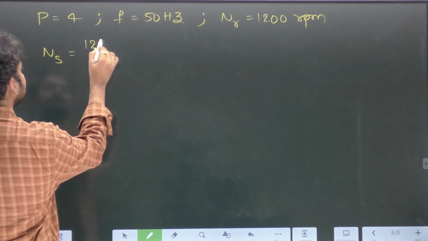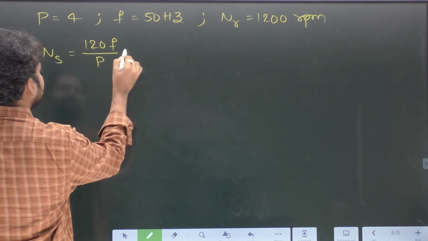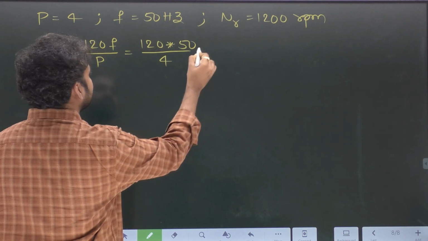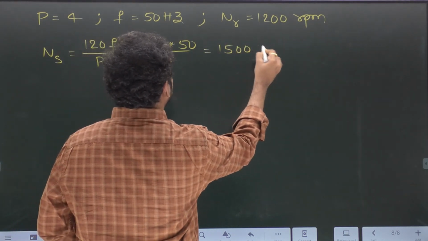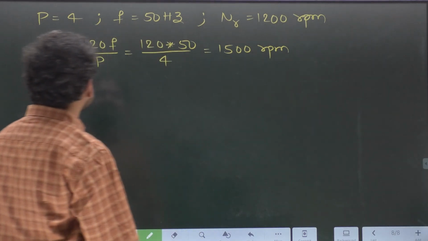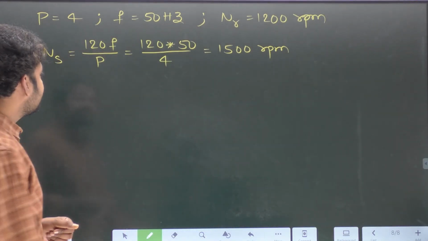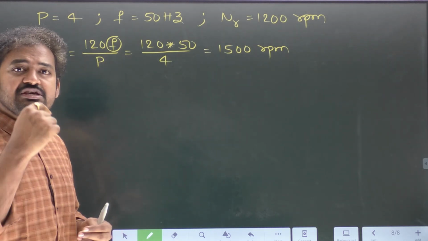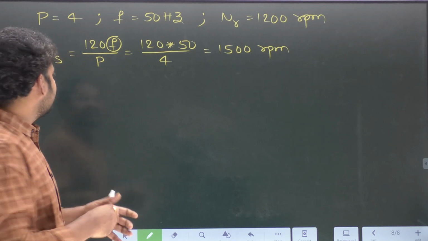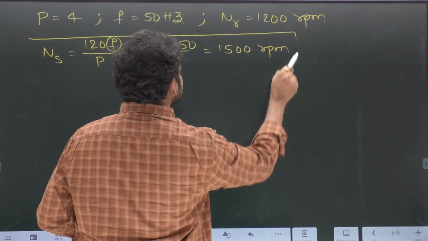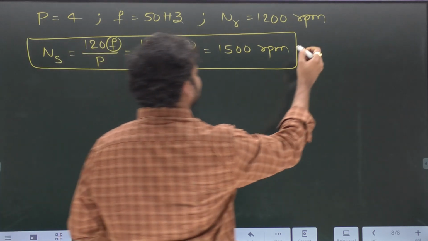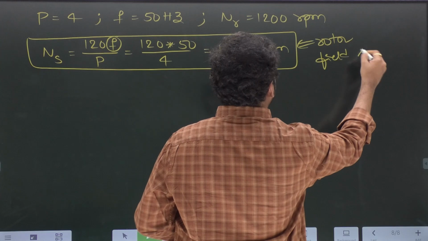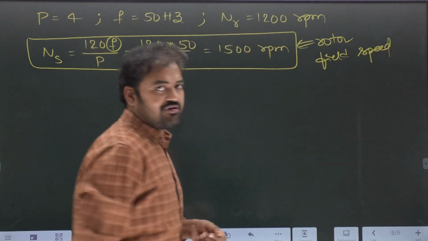We know the formula for synchronous speed is 120 f by p. 120 into the supply frequency 50, by 4. This will give you 1500 rpm. Can I say this is the speed of which field? Most importantly, which frequency am I using? Supply frequency. Was the supply frequency given to the stator or rotor? Rotor. Therefore, this is the rotor field speed, with respect to rotor, obviously.